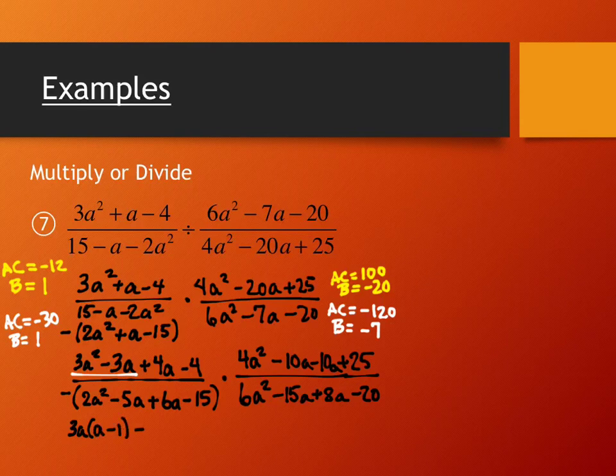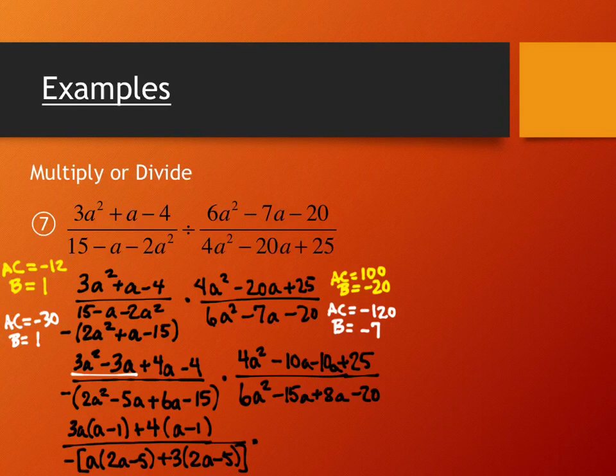4a minus 4, pull out a 4, and a minus 1. Good news, the a minus 1s match. Yay. Denominator, don't forget the negative. I'll use a bracket just to differentiate. 2a squared minus 5a, I can pull out an a, leaving me with 2a. Good. 2a minus 5. 6a minus 15. 3. Good. Leaving me with? Correct. 2a minus 5.